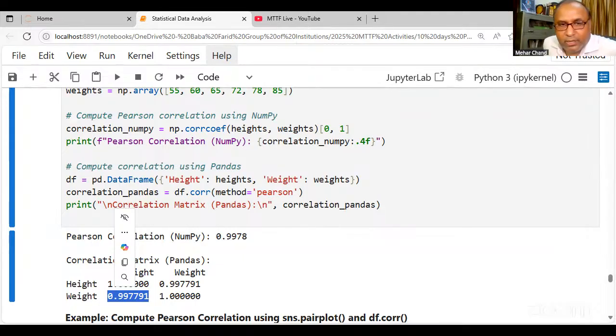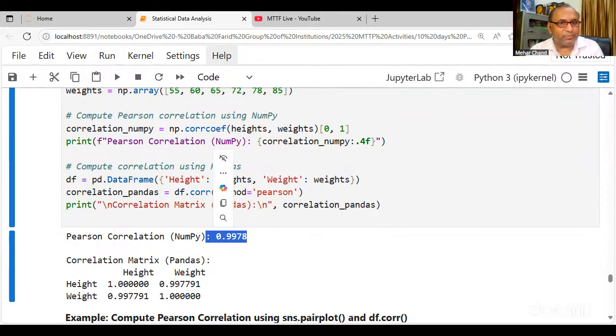So this is the correlation matrix. If you have more than two variables, it will depend on the number of variables. If there are two variables, then a 2 by 2 matrix. If there are three variables, then the matrix will be of 3 by 3 order. If there are 10 variables, then the matrix will be of order 10 by 10 when you are using pandas. Okay, and in the case of Pearson, we can have only this value.